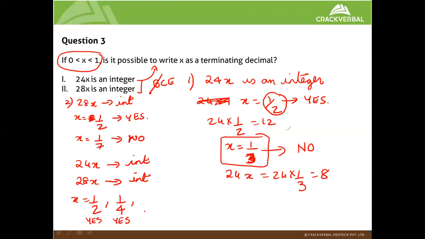So the only possibilities I have that are going to satisfy these entire statements together are values where I get the denominator to be only 2's and only 5's, or only combinations of 2's and 5's. For example, 1 by 2, 1 by 4, and so on. I will never be able to get a scenario where I get a no to disprove this entire set of statements.